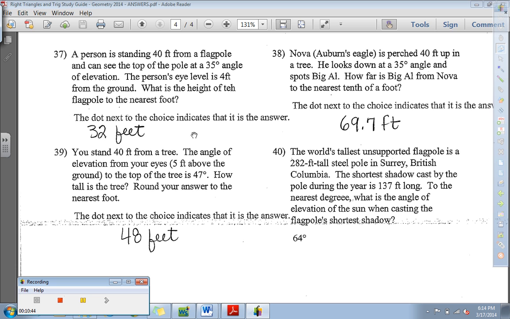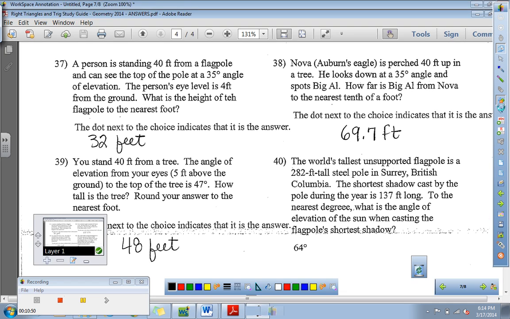Okay, I know some of these word problems are probably going to be a little difficult for you. Let's do some of these.